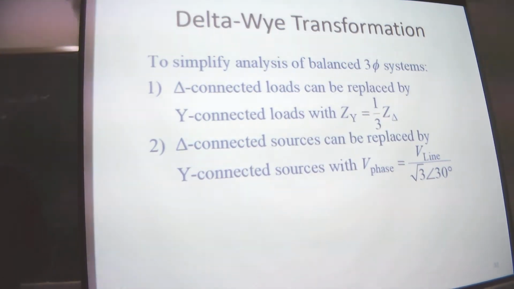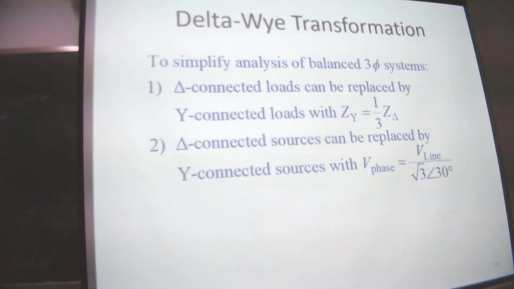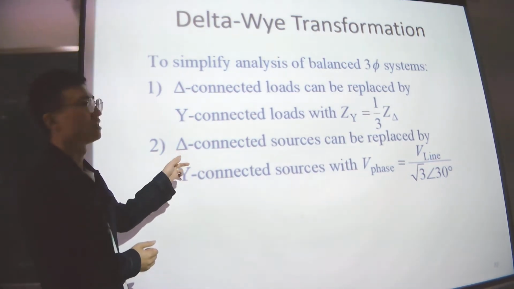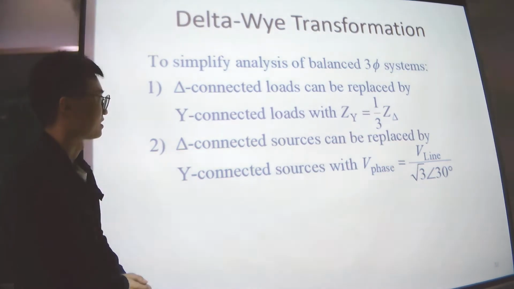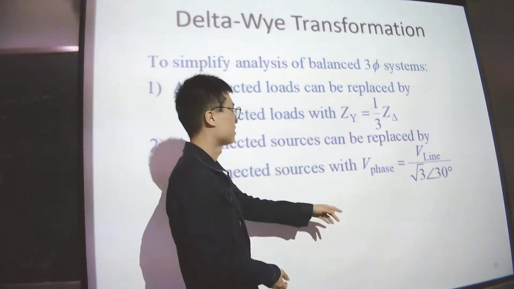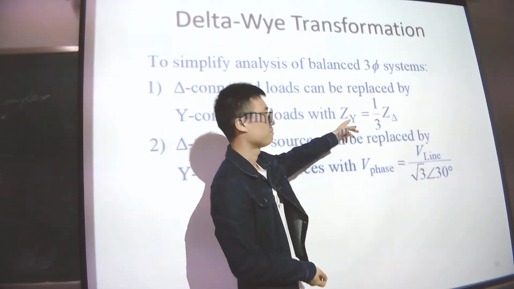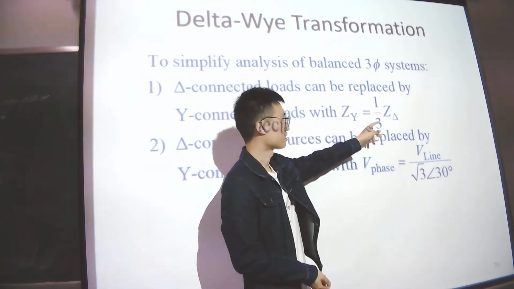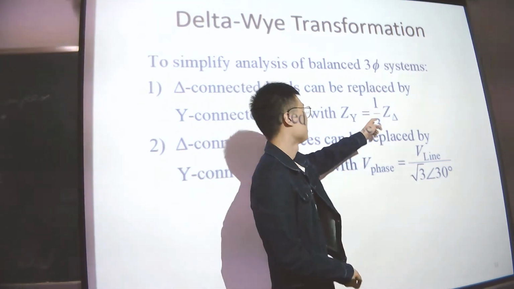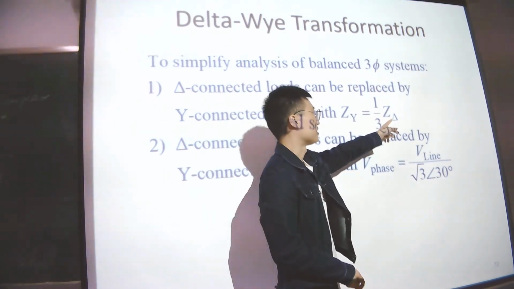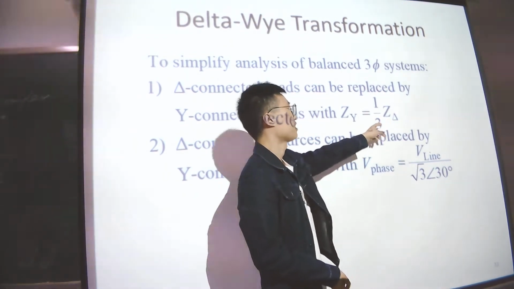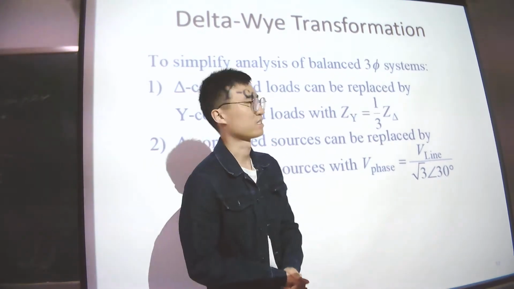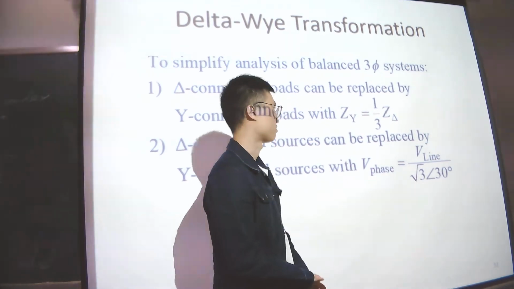So this is a Delta-Wye transformation. Okay? So in the dynamic sequence, the impedance of one phase is... okay. So we see that the impedance of one phase in the delta connection is 3 times that of the Y connection.